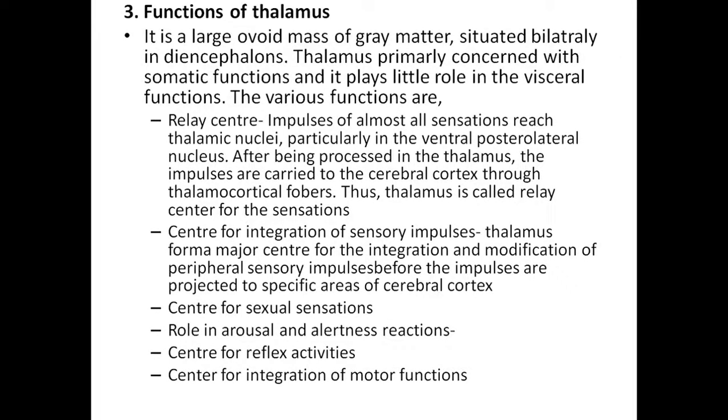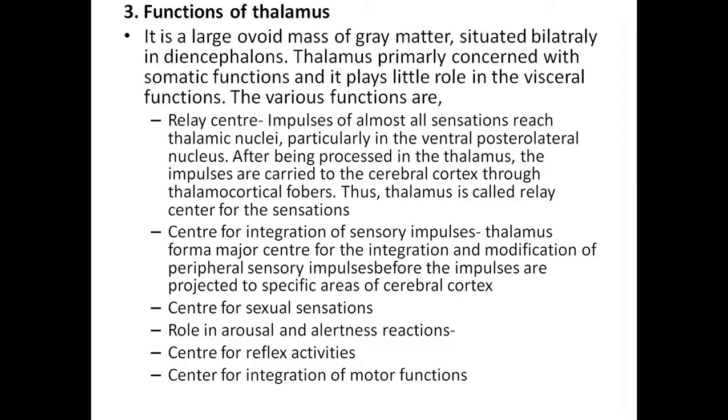Functions of thalamus. It is a large ovoid mass of gray matter situated bilaterally in the diencephalon. Thalamus is primarily concerned with somatic functions and plays a little role in visceral function. The various functions are relay center. Impulses of almost all sensations reach thalamic nuclei, particularly the ventral posterolateral nucleus. After being processed in the thalamus, the impulses are carried to the cerebral cortex through the thalamocortical fibers. Thus, thalamus is called the relay center for sensations.